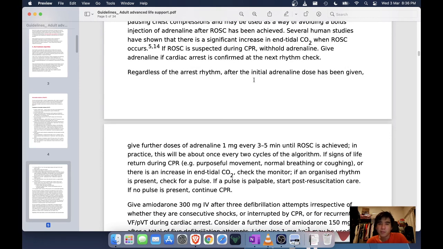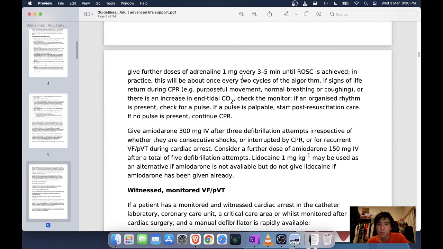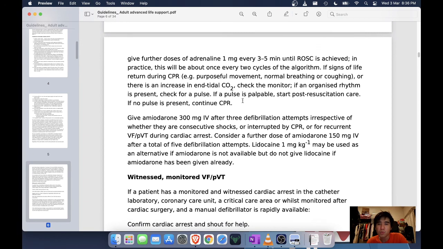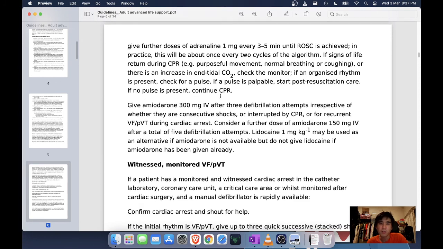Regardless of the arrest rhythm, after the initial adrenaline dose has been given, give further doses of adrenaline 1 mg every 3 to 5 minutes until ROSC is achieved. In practice, this will be given about once every 2 cycles in the algorithm. If signs of life return during CPR, such as purposeful movement, normal breathing, coughing, or an increase in end-tidal CO2, check the monitor. If an organized rhythm is present, check the pulse. If a pulse is palpable, start post-resuscitation care. If no pulse is present, continue CPR.